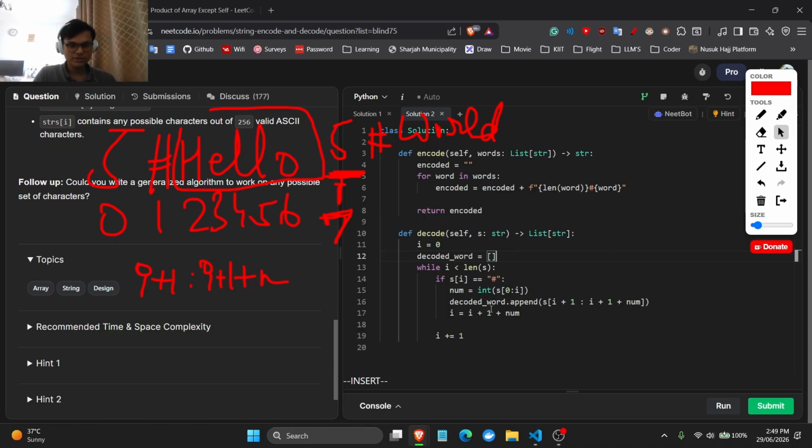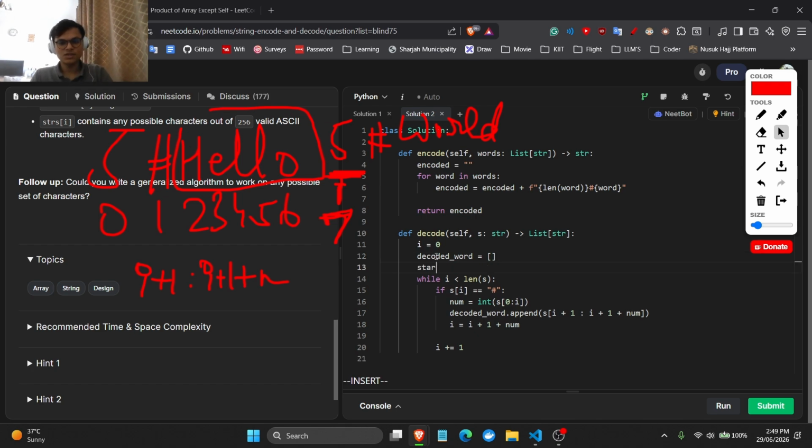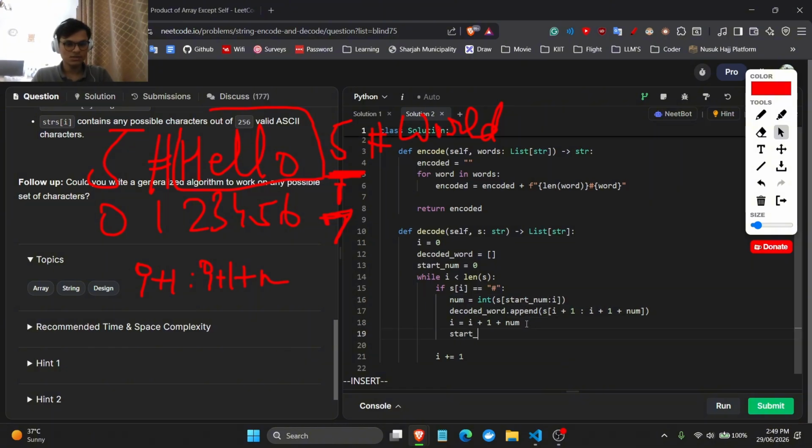Is there a better way of doing this, or am I just overcomplicating it? Okay, let's just see if this works before even doing anything. Okay, I'll just do start num equal to 0. Again, this is not needed, but start num will essentially be I plus 1 plus num, right? And then that will do I plus 2.